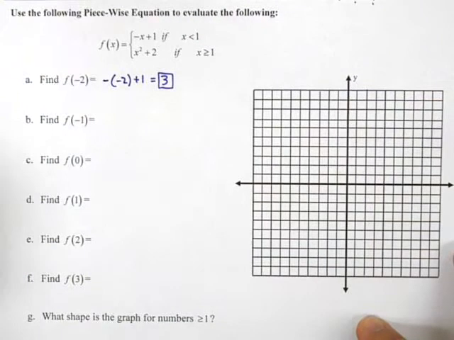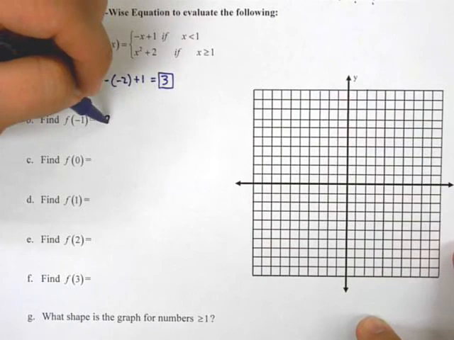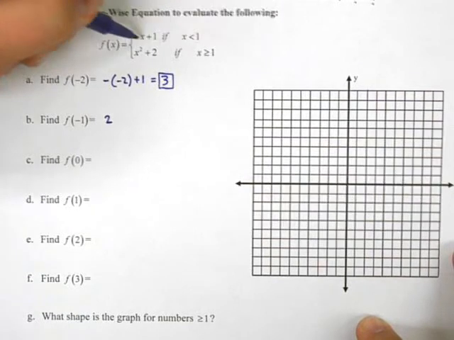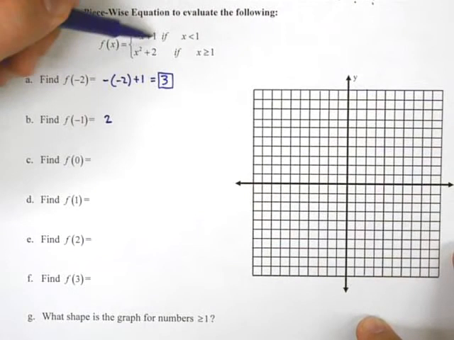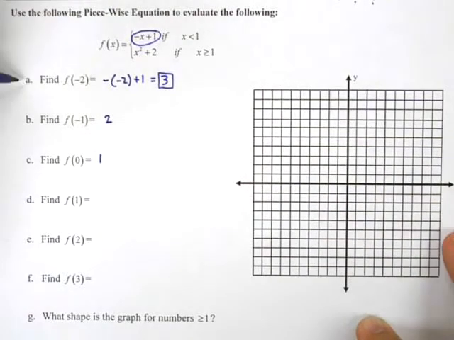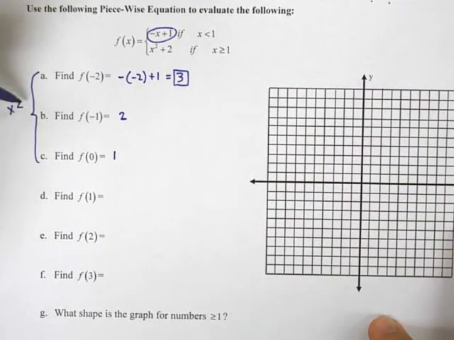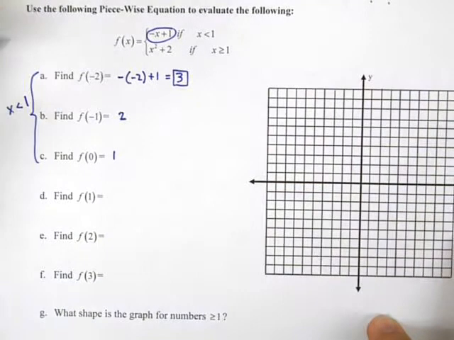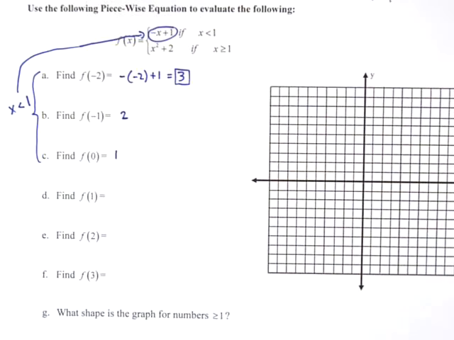Okay, we can keep going. Negative 1 is positive 1 plus 1 is 2. Right? If I plug in negative 1, it becomes positive 1 plus 1 is 2. And if I plug in 0, 0 plus 1 is 1. So notice that for these three, x is less than 1, which means I have to use the top piece of my function.